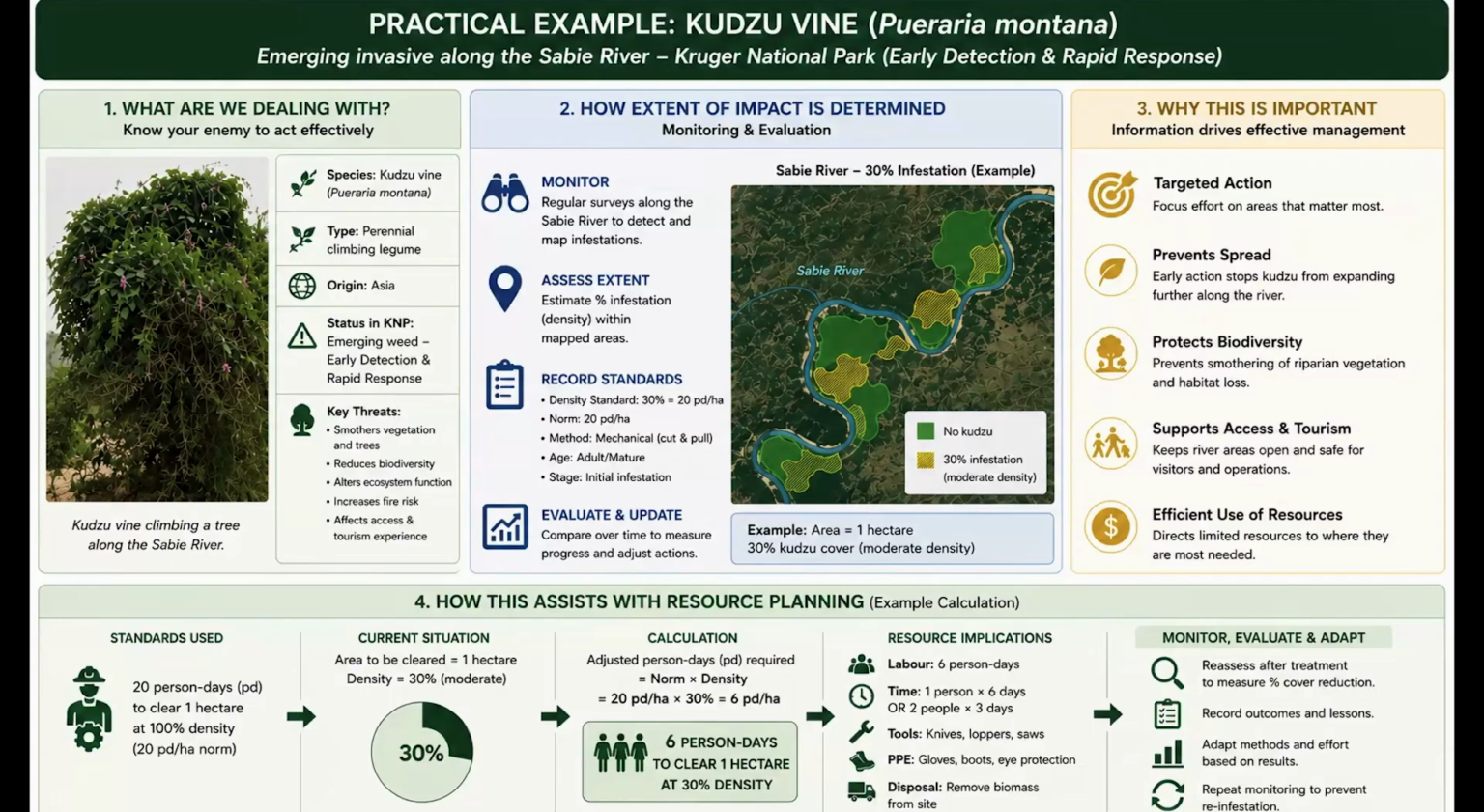So you're able to determine that, okay, I'm going to need 6 person days per hectare to be able to clear this species. If I'm using 6 person days per hectare, that means those 6 people will be able to cover that area in 1 day. For instance, if I only have 3 people, then I'm going to need 2 days to make up the 6 person days that you require per hectare.